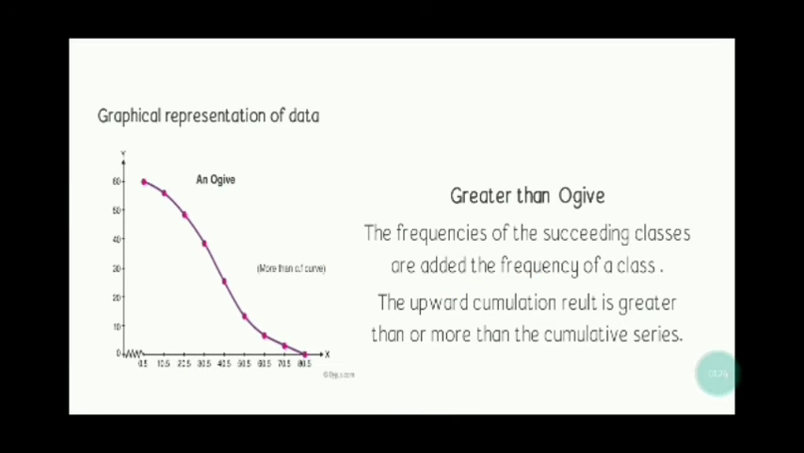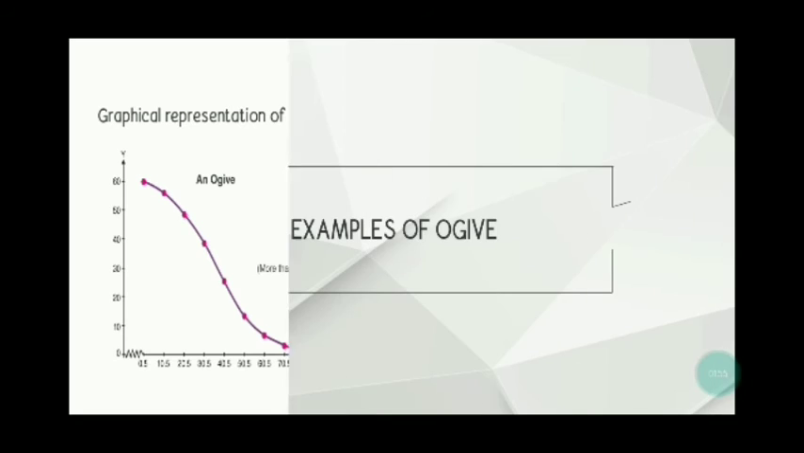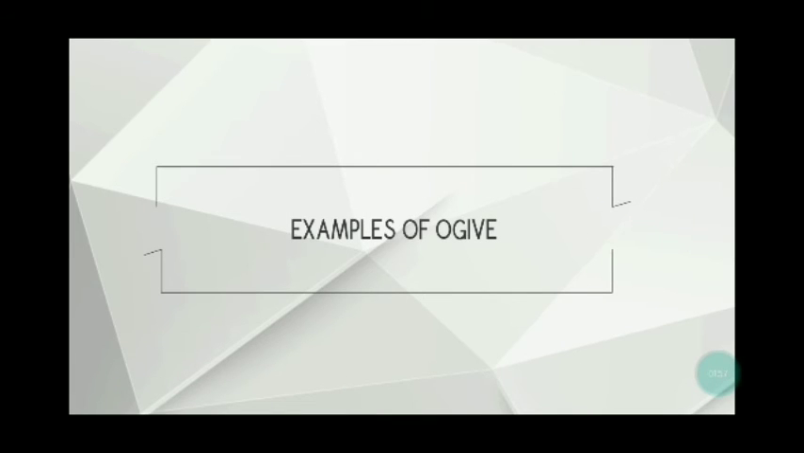While in the greater than ogive, the frequencies of the succeeding classes are added to the frequency of a class. This series is called the more than or greater than cumulative series. It is constructed by subtracting the first class frequency from the total, the second class frequency from that, the third class frequency from that, and so on. The upward cumulation results in the greater than or more than cumulative series. Here are the examples of ogive.